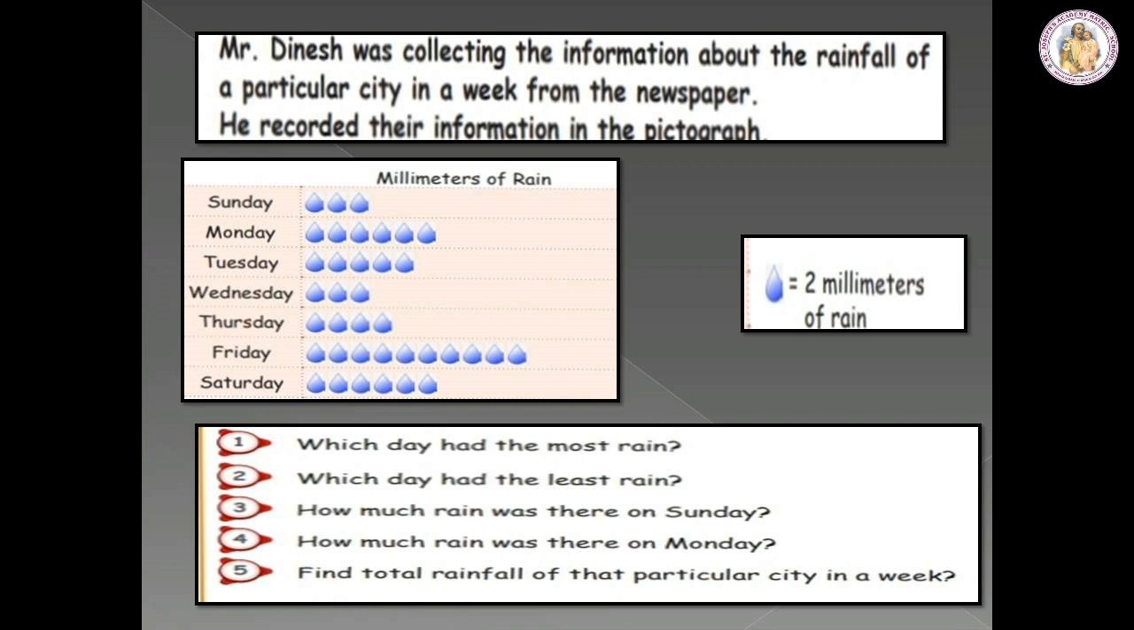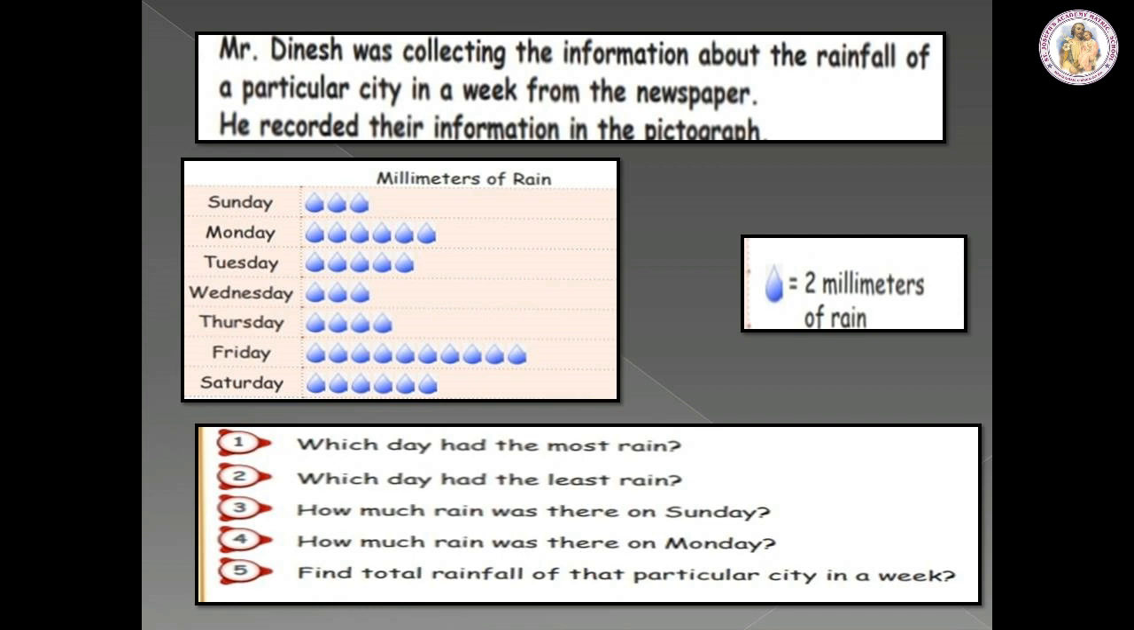Let us see how much rain we have got in a particular week. First question. On which day was there the most rain? That is Friday. Because that day only we have much rain. Second one. Which day has the least rain? That is Sunday and Wednesday. Third one. How much rain was there on Sunday? Totally there are 3 drops of water. So we have to calculate it with 2 milliliters. So 3 twos are 6. So totally 6 milliliters of rain was there on Sunday.